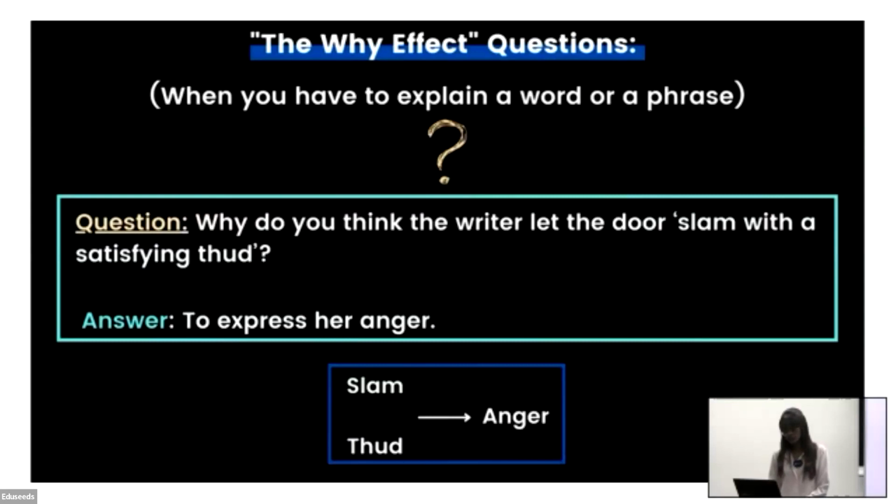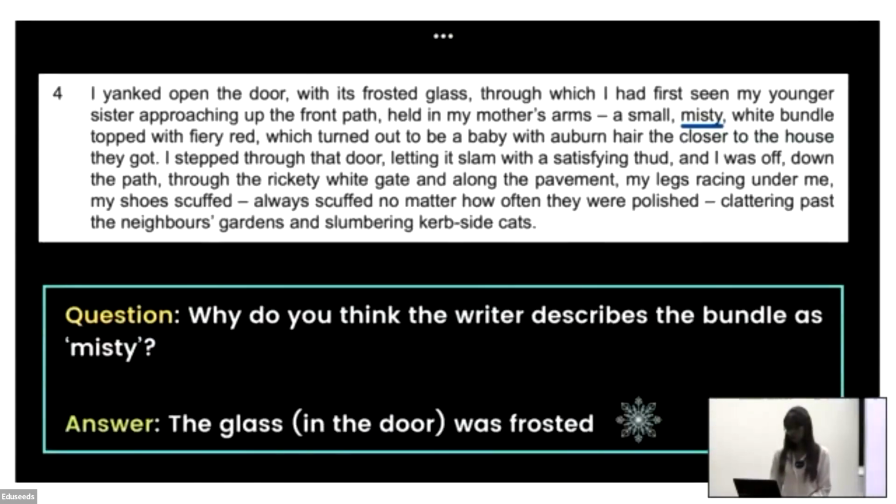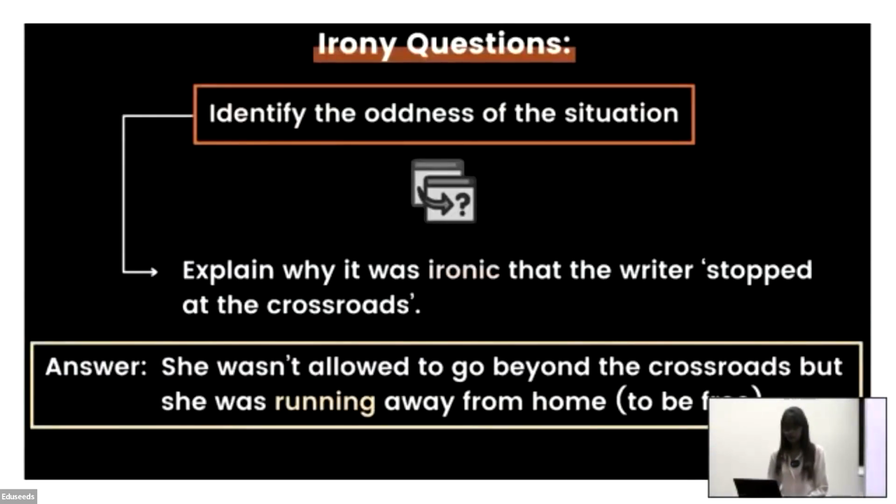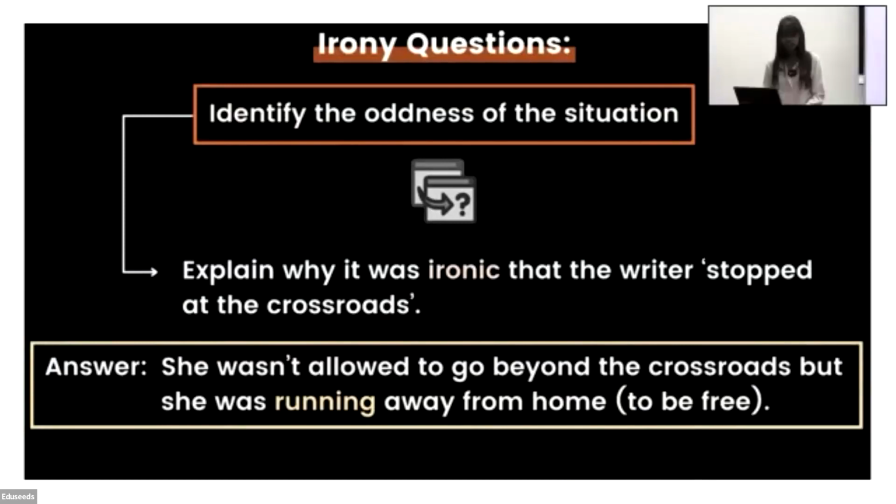Same thing. Moving on. We have the next type of question, irony question. Identify the oddness of the situation.